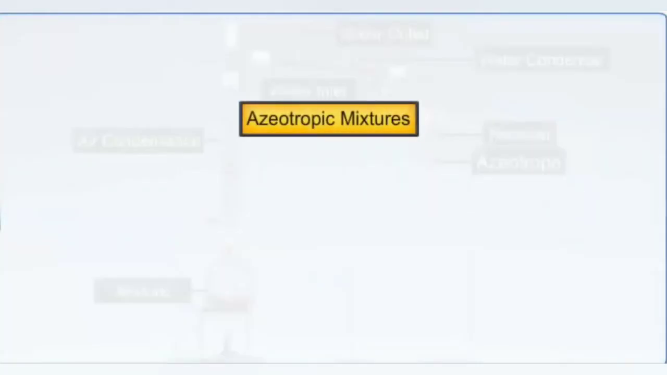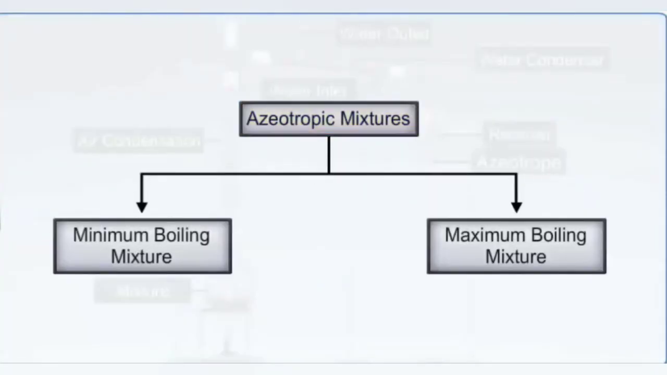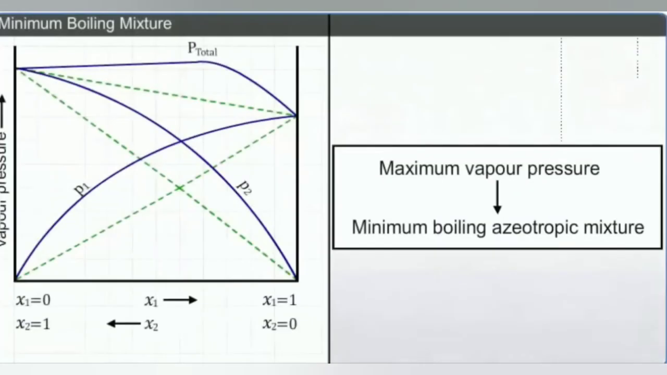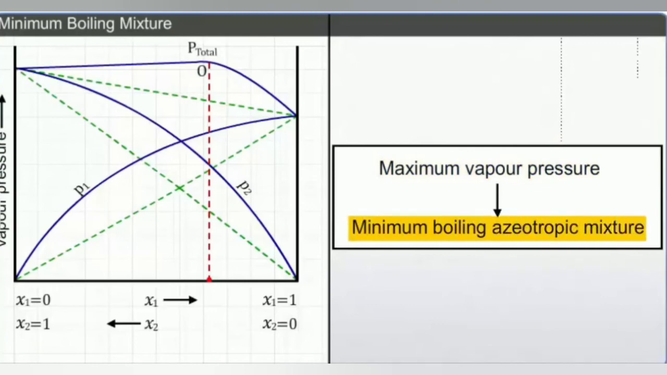Azeotropic mixtures can be further classified into two categories: minimum boiling azeotropes and maximum boiling azeotropes. Let us first discuss the minimum boiling azeotropes. When the positive deviations from ideal behavior are sufficiently large, the mixture is said to be a minimum boiling azeotrope. As you can see from the graph, the total vapor pressure of the azeotrope is given by the maximum, represented as O in the curve. Now, as the vapor pressure is maximum at this point, it gives a minimum boiling azeotropic mixture.